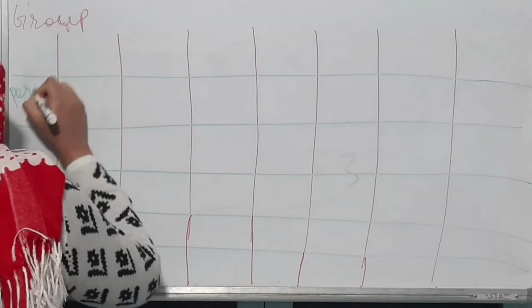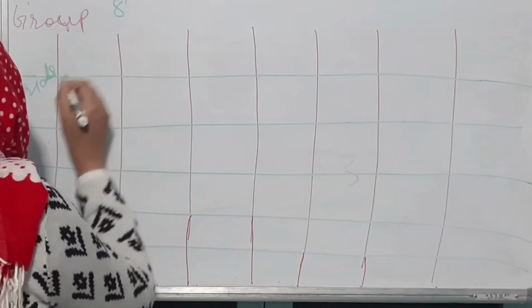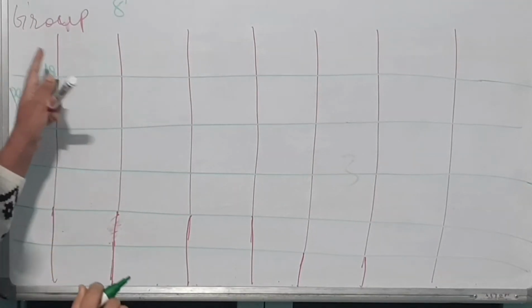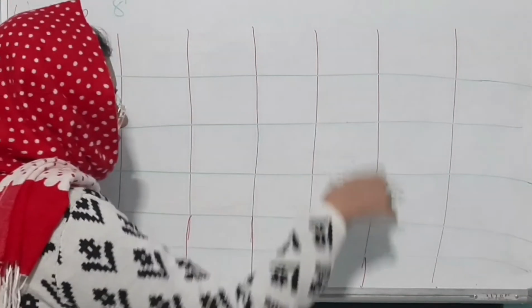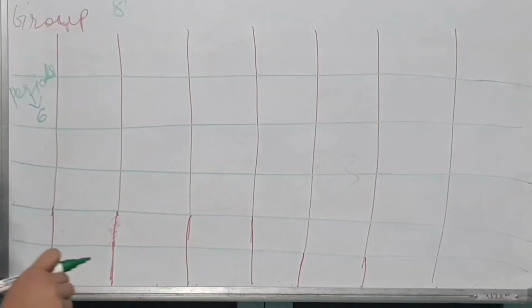These horizontal rows are called periods. So there are 8 groups and 6 periods. The Mendeleev periodic table has 8 vertical columns called groups and 6 horizontal rows known as periods.